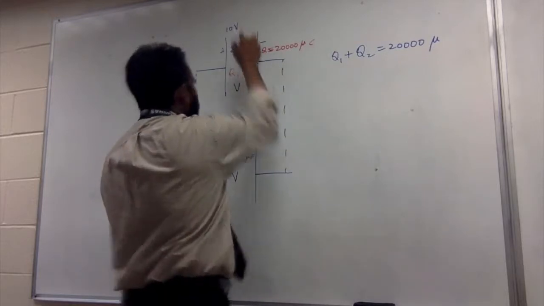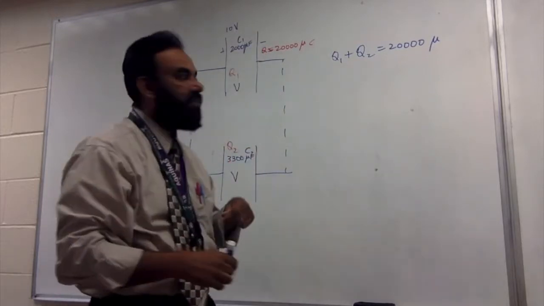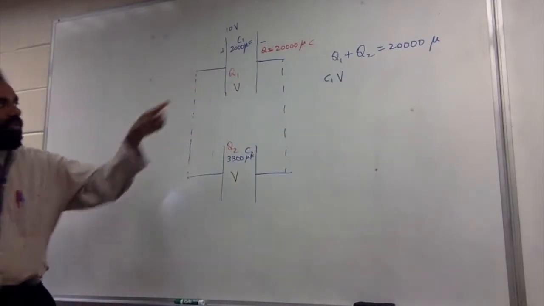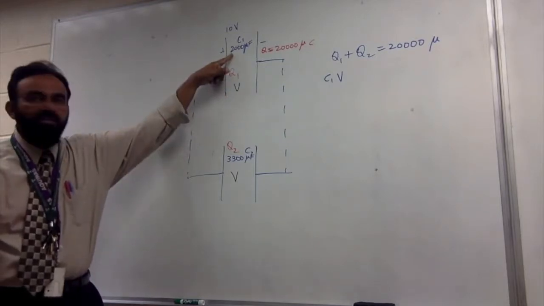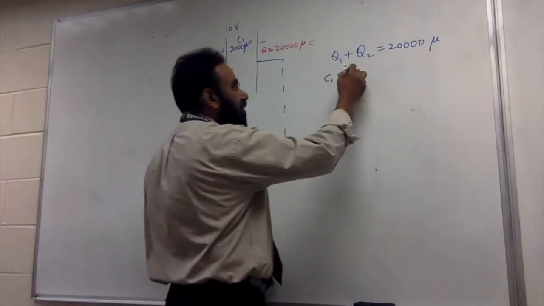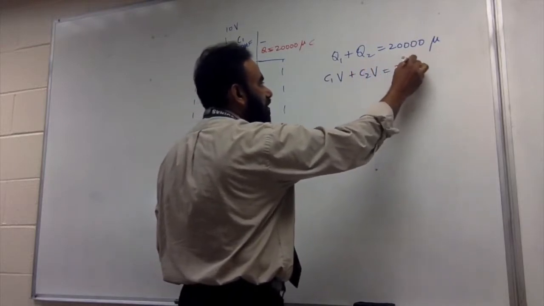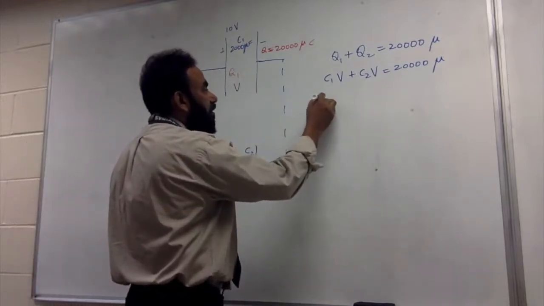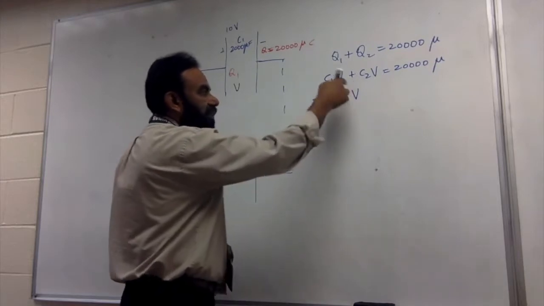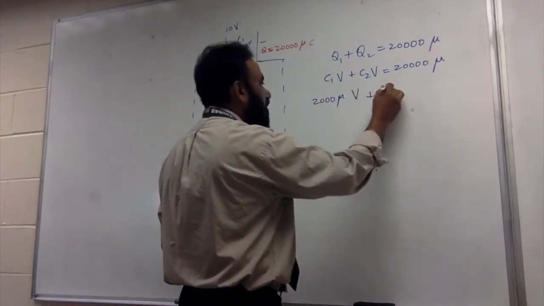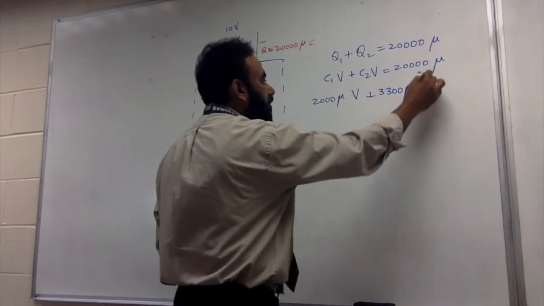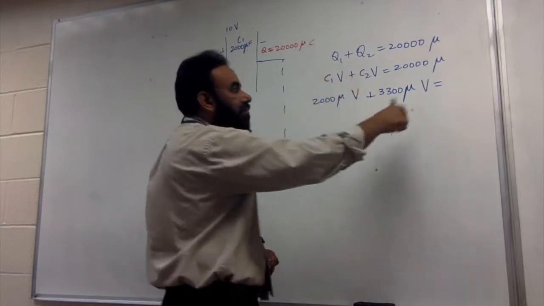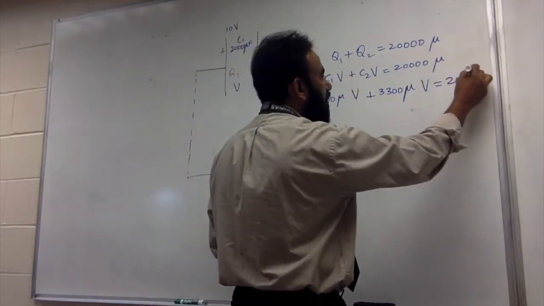I'll call this C1, I'll call the second capacitor C2. So Q1 is C1 times V. V is the unknown voltage. So the Q1 that's going to sit here is dependent on this capacitance, capacitance times voltage. And this one is going to be C2 times V, equal to 20,000 micro. Now put the numbers. C1 is 2,000 micro, and I'm putting the V there, plus 3,300 micro times V. I'm not putting any units here. Can you see this is not a unit? This is the V as a variable. And this is 20,000 micro.